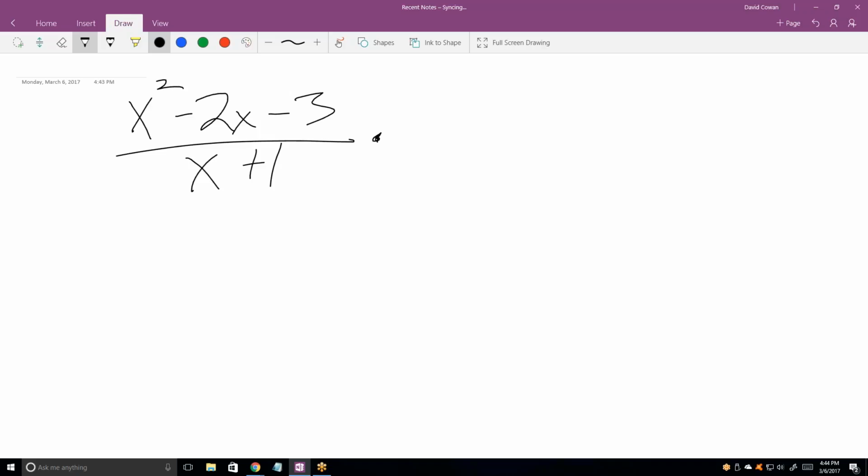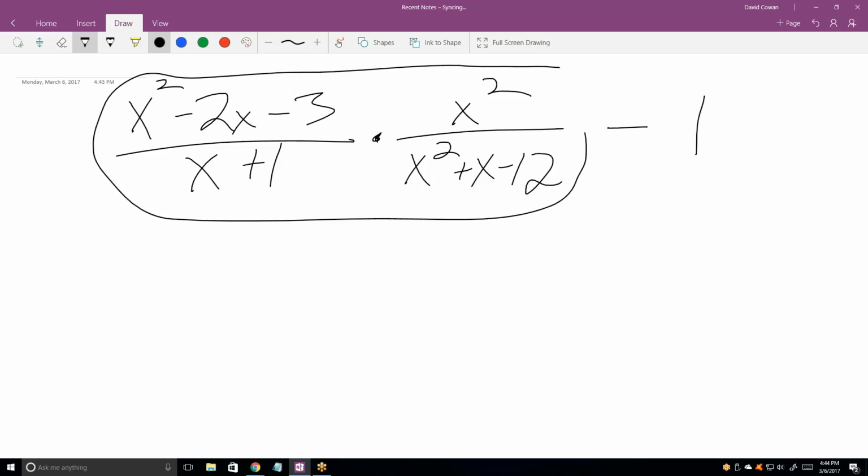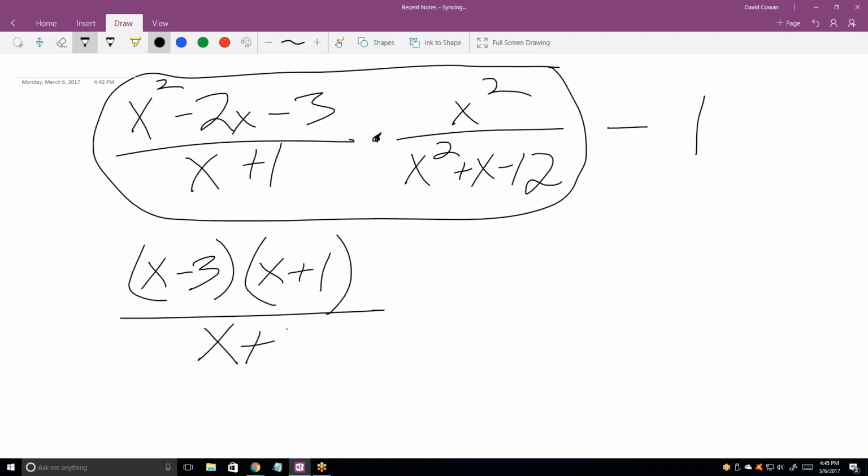X squared over x squared plus x minus 12. Now we got this minus 1 out there. Well, that minus 1, we'll leave that out there. Let's deal with this for the moment. What's our next step? Then you would factor? Okay. Upper left numerator factors into what? X minus 3, x plus 2? Or x plus 1, sorry. Good. There's the x plus 1.